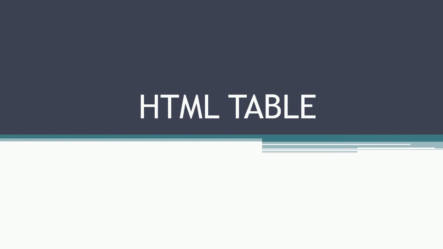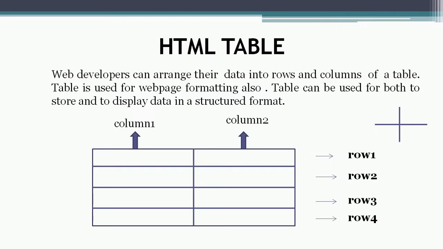HTML table. Many websites often use tables to display data in a structured format. Web developers can arrange their data into rows and columns of a table. A table is also used for web page formatting. A table can be used both to store and to display data in a structured format.